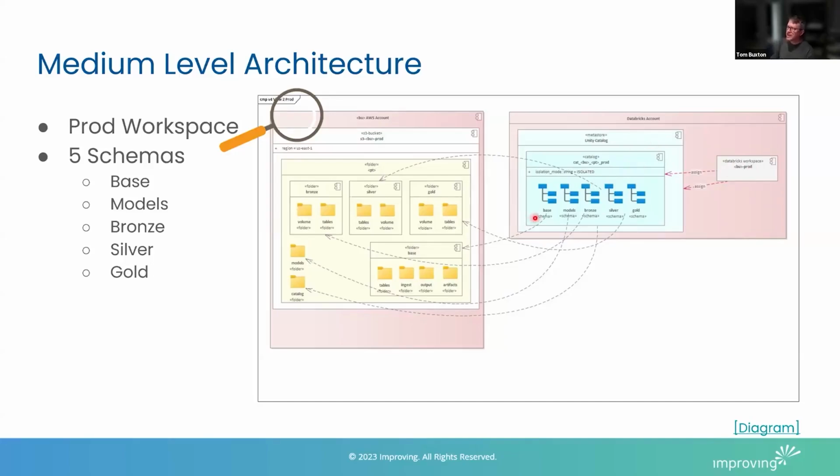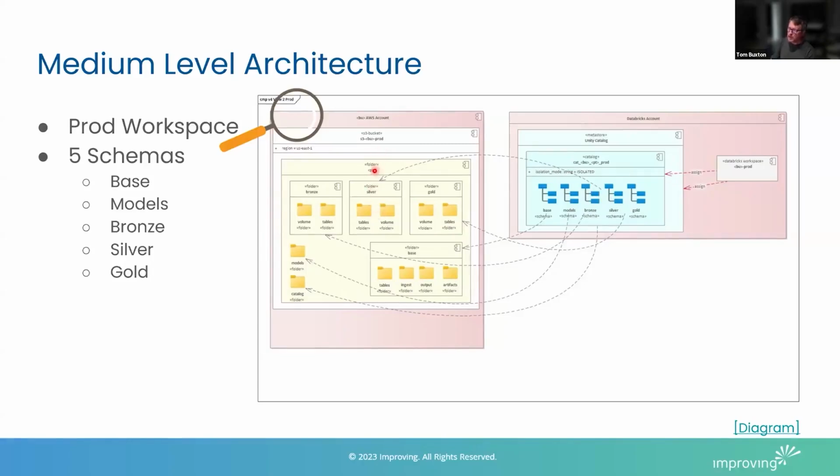Within our catalog, in this case, I have 5 schemas. We're going to see an example where we have more in a minute, but basically here I have a base schema, models, bronze, silver, and gold. And obviously bronze, silver, and gold follow the standard medallion architecture for a Delta Lake. Each one of those is storing its data not within the DBS S3 storage that is configured for every workspace, but we explicitly store that, in this case, within a prod bucket within AWS.